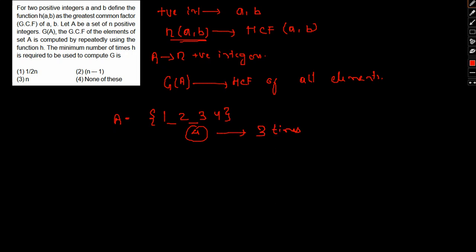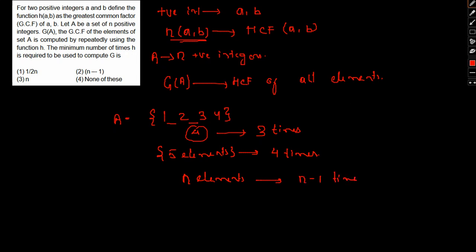I need to find the greatest common factor so that I can get the entire thing. Similarly, if I have say 5 elements in the set, I'll be computing the same 4 times. And similarly, if I have n elements, I'll be computing it n minus 1 times.